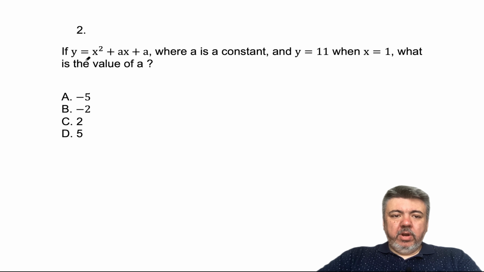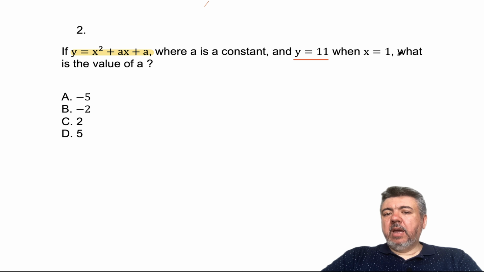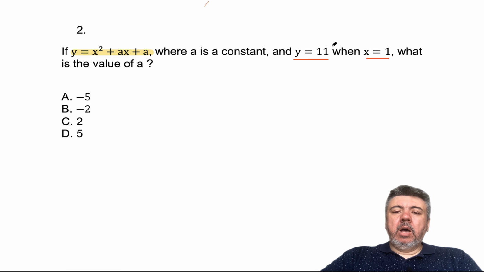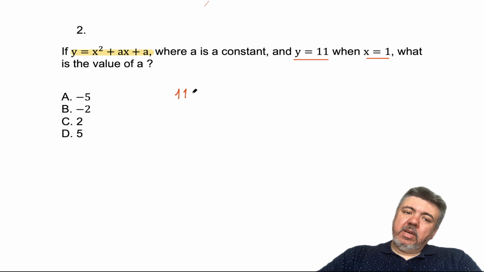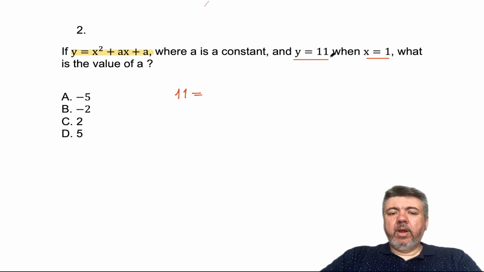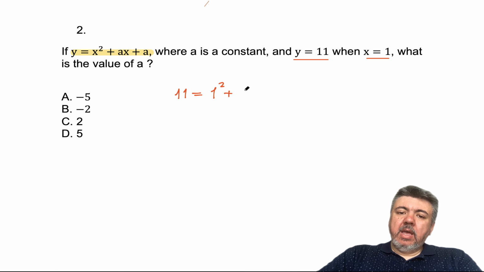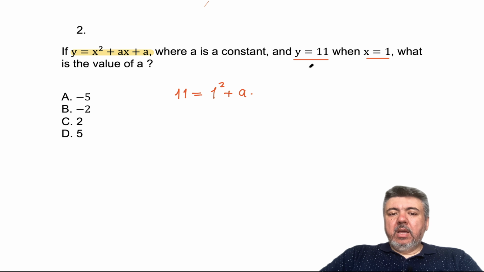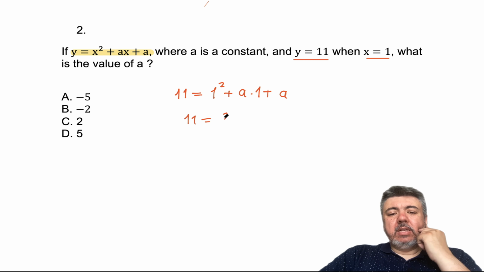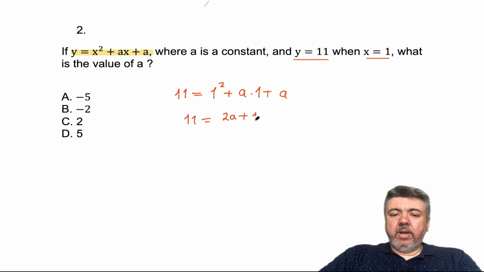In the second question, we are given y equals x squared plus ax plus a. Very crowded here. But luckily, they give me y equals 11 and x equals 1. So I will write 11 instead of y. So it is 11 equals x squared, like 1 squared, plus a times x. A times 1 plus a. So 11 equals 2a, plus 1 squared is 1.